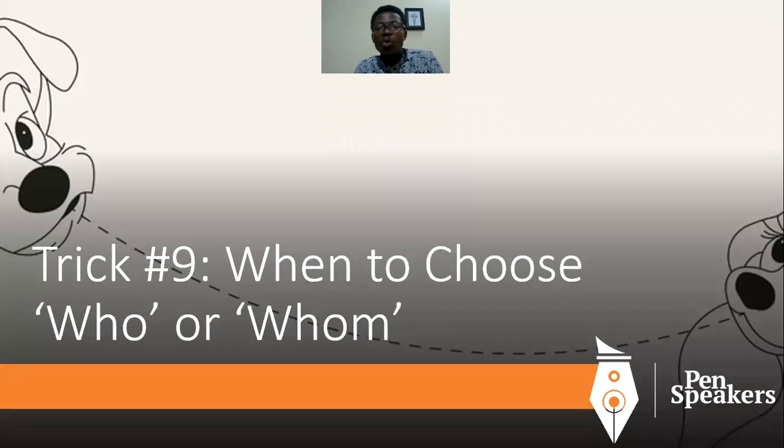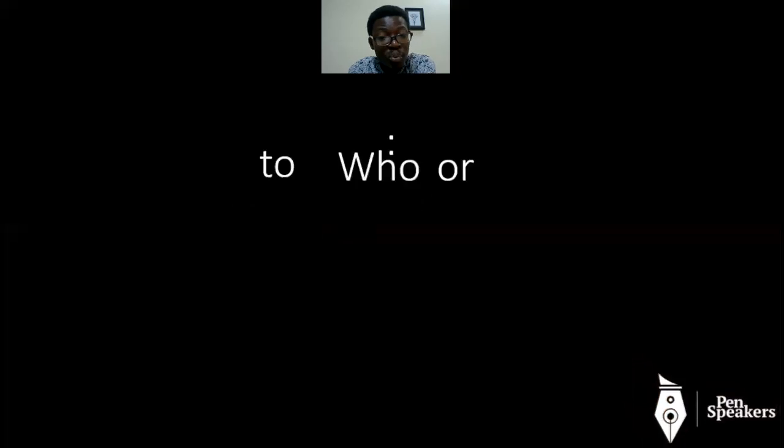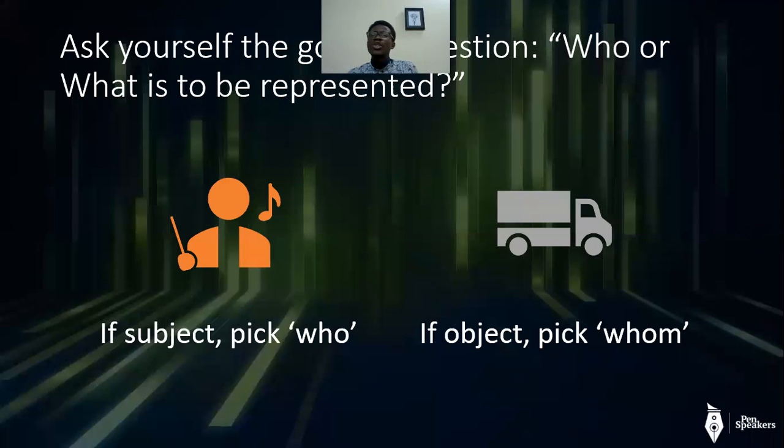Trick number 9, when to choose between who or whom. When do you choose between who or whom? Now, this one is tricky. It's a tricky trick, so you need to pay attention. It says, ask yourself the golden question: who or what is to be represented? If the person to be represented is the subject, then you pick who. If the person or thing to be represented is the object, then you pick whom.